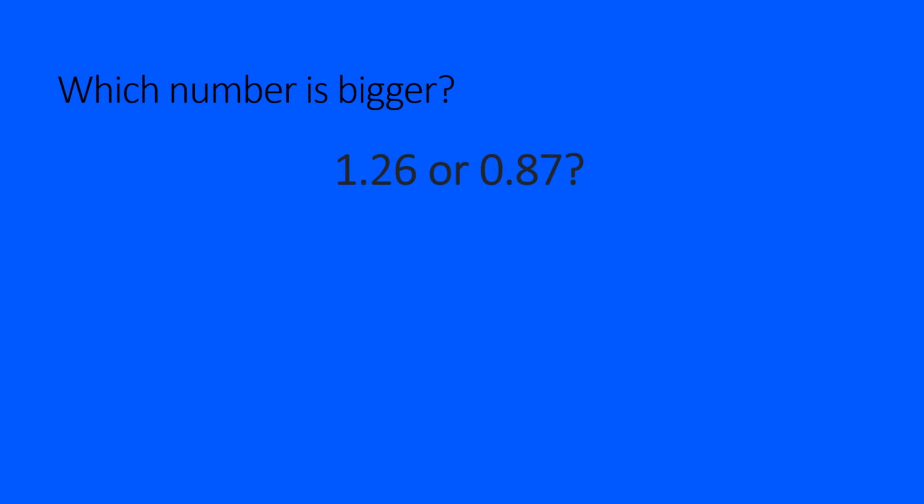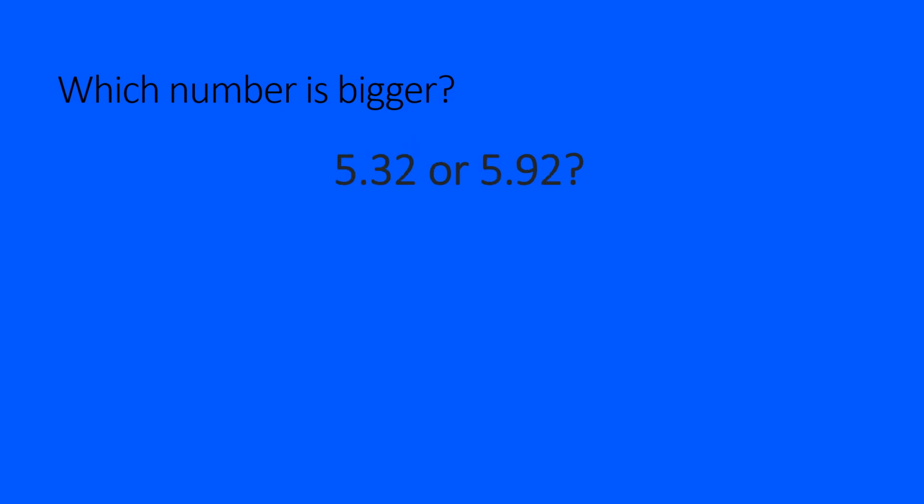Okay, so which number is bigger, 1.26 or 0.87? Remember, look at the column on the left. So the column on the left is the units column on both numbers. So we can compare the units column and we can see that 1 is bigger than 0. So because of that, we know this number, 1.26, is actually bigger than 0.87. We don't actually need to continue looking at the other columns because the column on the left is bigger when comparing the same column.